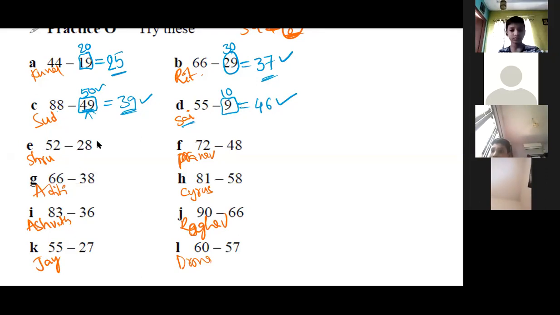Srishti. Sir, 52 minus 28. So 28 will become 30. So 52 minus 30 is 22. So 22 plus 2 is 24. Yes, very good. Correct. So why plus 2? Because we have already subtracted 2. That's why we are just giving back to that number.